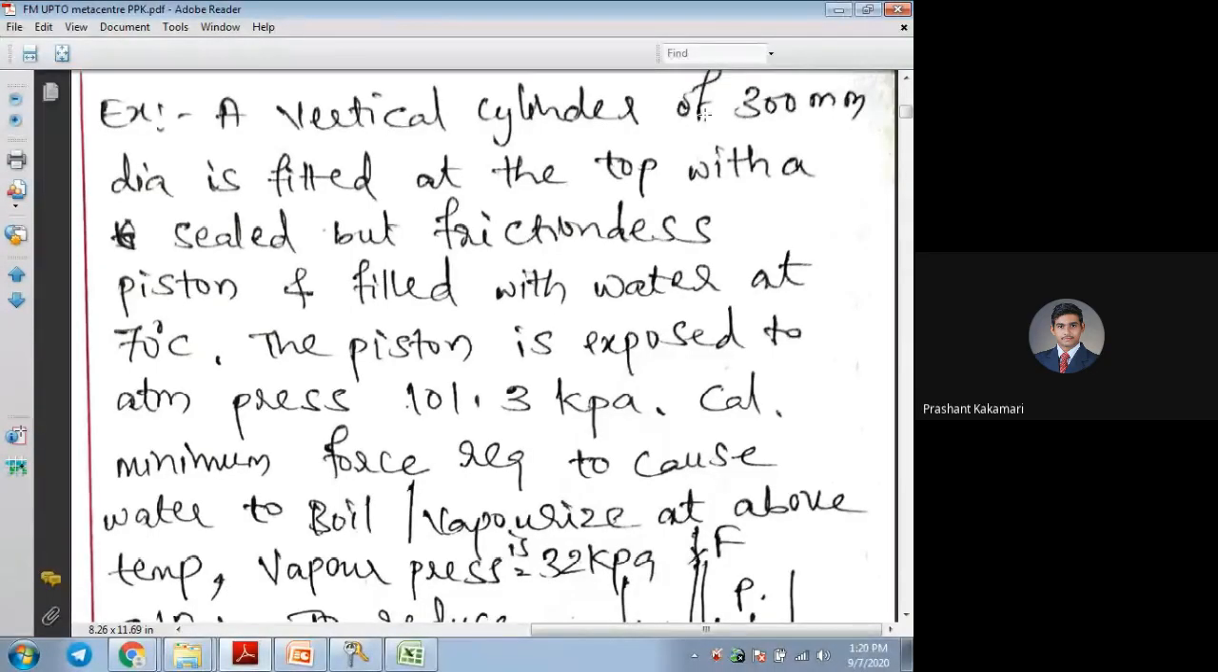The piston is exposed to atmospheric pressure. So they have given the atmospheric pressure, and we need not assume it. Atmospheric pressure is acting on the other side of the piston. On one side, inside the piston, water is there, and it is acted on by the atmospheric pressure. How much? 101.3 kilopascal is given there.